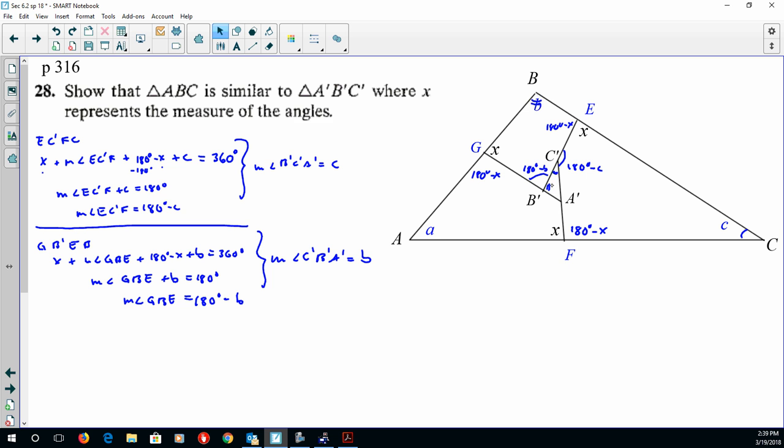And the same sort of reasoning gives that the measure of angle B prime, A prime, C prime is little a. So that tells us that these two triangles are similar.